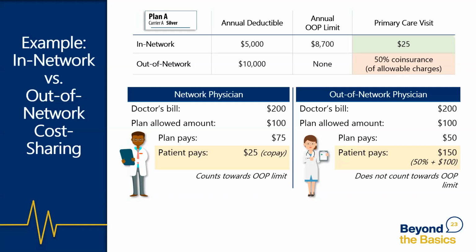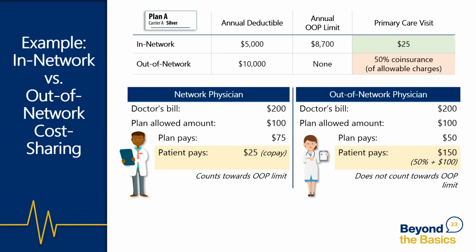What this means for this person's in-network visit is that even though the doctor charged $200 for the visit, because the plan's allowed amount for the visit is $100, the doctor only expects to be paid $100, and the enrollee is only responsible for their $25 copayment, while the plan pays the other $75.